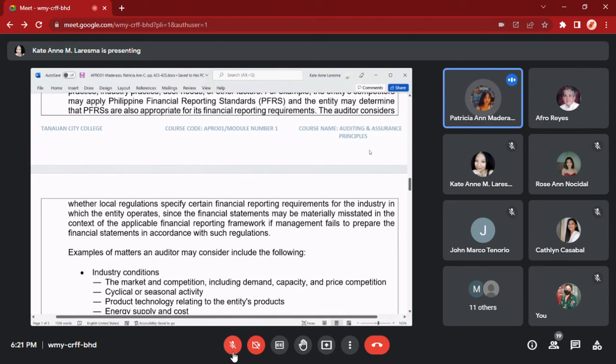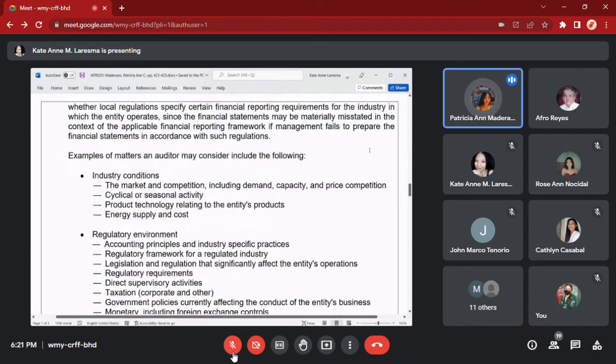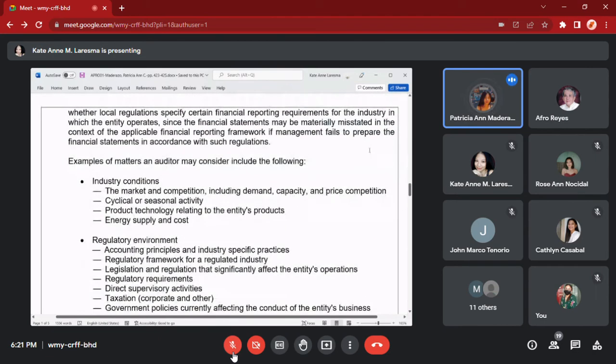Sa financial reporting, dapat knowledgeable po si auditor kung anong mga regulations ang kailangang i-comply niya. Aside from that, sa regulatory compliance naman po, syempre dapat alam din ni auditor kung ano yung mga latest rules imposed by the government para sa employee at sa business po.